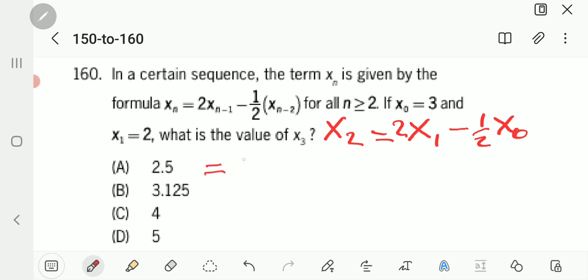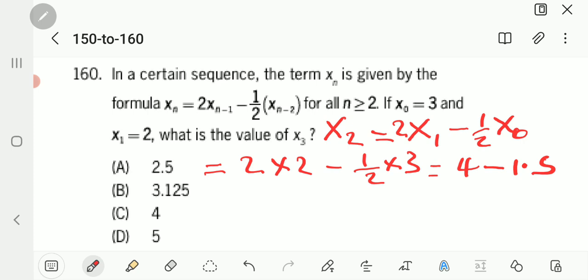Now let's work it out. S1 is given as 2, so that is 2 times 2, minus half; S0 is given as 3, so half times 3. This will give us 4 minus 1.5. What is 4 minus 1.5? It will give us 2.5.